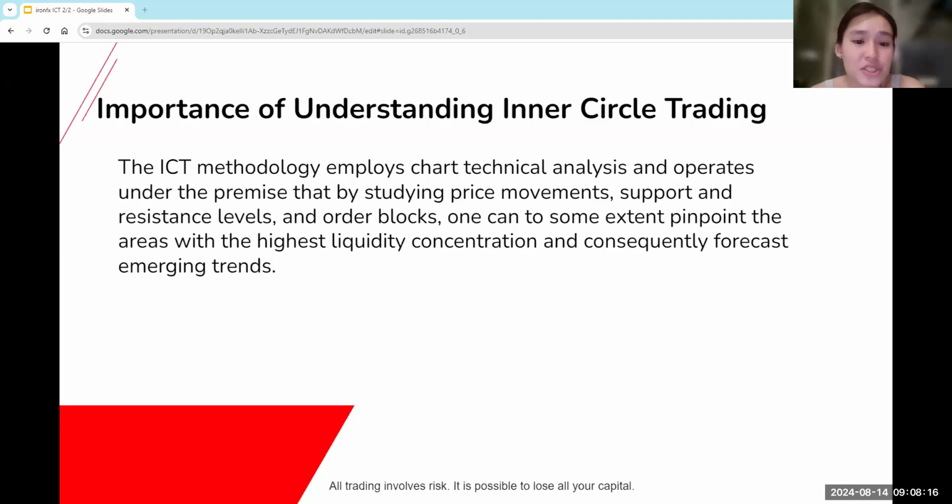Since ICT, as we mentioned, focuses a lot on the price action, it focuses on technical analysis, and operates under the premise that by studying the price movements, support and resistance levels, which are also known as your supply and demand zones, and order blocks, one can to some extent pinpoint the areas with the highest liquidity concentration, and consequently forecast emerging trends. I'll talk a bit about what we mean by liquidity concentration in a bit. But by mastering these ICT techniques, it's a way to enhance our ability to identify high probability trading opportunities and also manage your risk all at once.